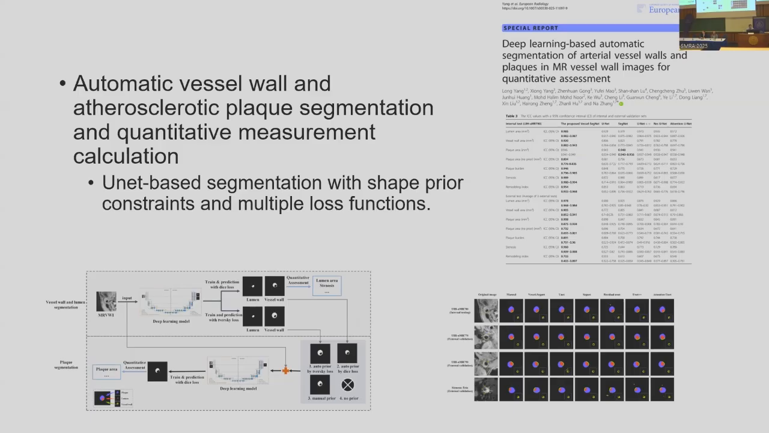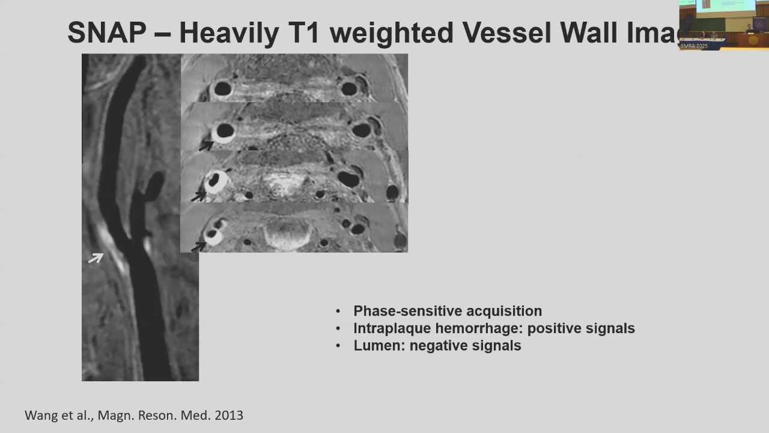And another aspect, I have only 1 minute left, so I will just go very quickly. Another aspect that I think is interesting is a sequence called SNAP, which generates so-called heavily T1-weighted imaging for highlighting intraplaque hemorrhage. Then one question is, if you have images like this, you can just threshold the image, identifying where the arteries are, and then thresholding those. You can automatically detect what the IPH, the intraplaque hemorrhage, is.